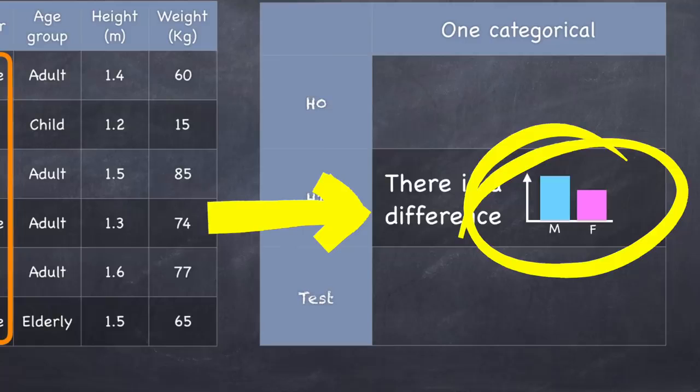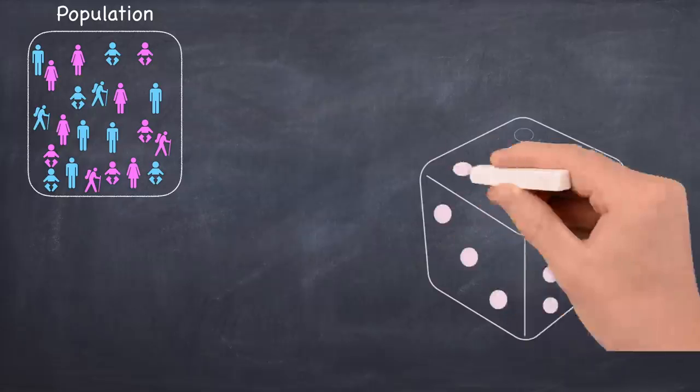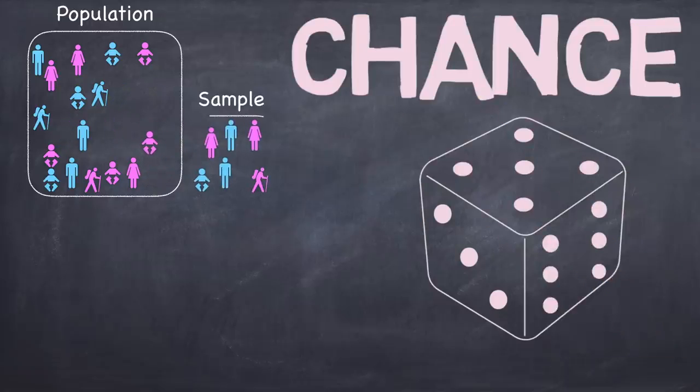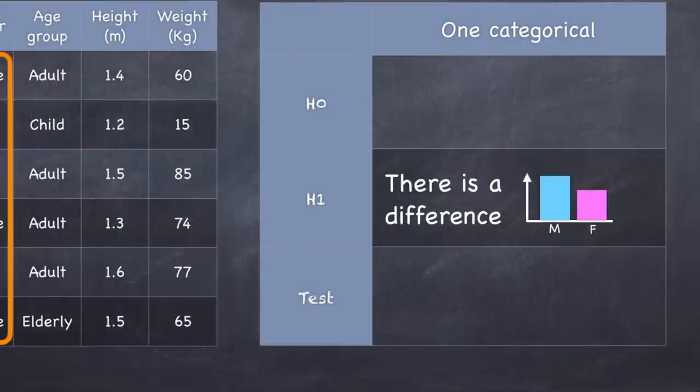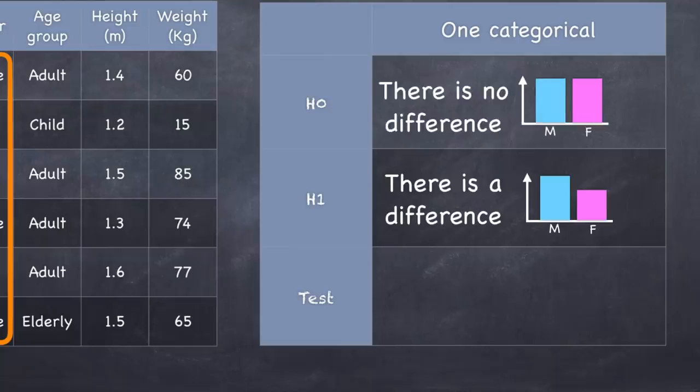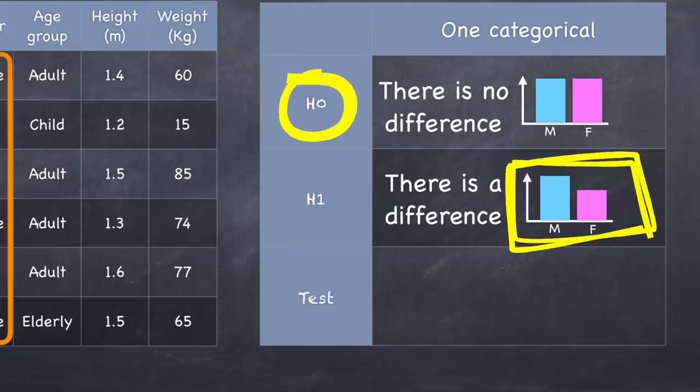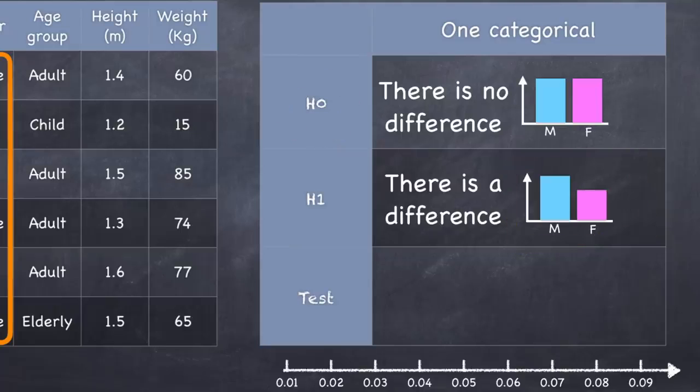So should we get excited? Well, no, not yet. Remember, this is just sample data. We could have, by chance, selected a sample that just happened to show a difference. So let's consider the possibility that in actual fact, there is no difference in the number of men and women in the population. And we call that our null hypothesis. And if that were true, how likely would it be? What are the chances? What is the probability that we would see the difference that we have observed, or a greater difference for that matter? And if we can show that that probability is low, then we can have a degree of confidence that the null hypothesis is wrong and we can reject it.